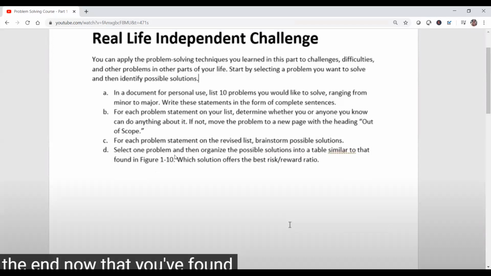Now D, select one problem and then organize the solutions into a table similar to that of figure 110. I actually created the same figure from 110 on the template for you. You can also go on page 23 of your book and then also go on in your textbook and look at figure 110.